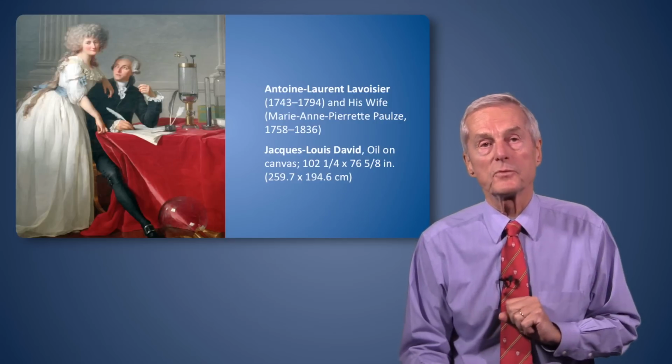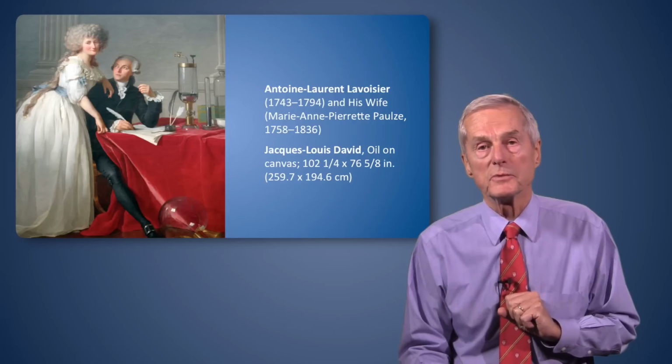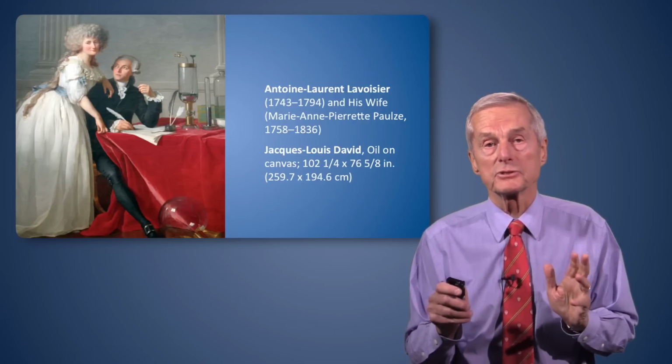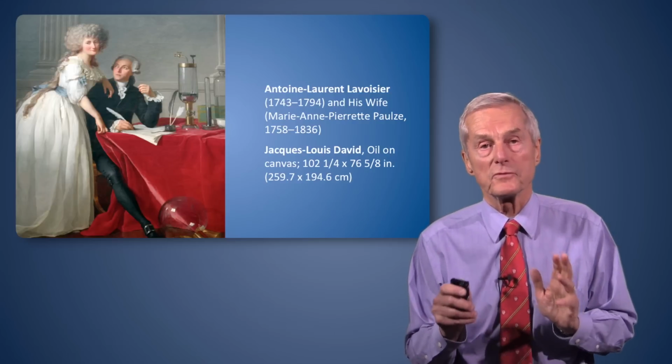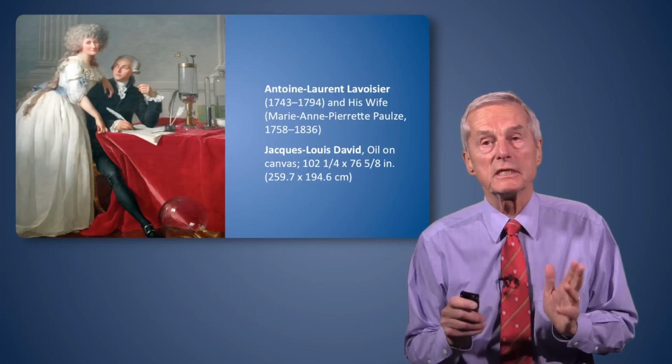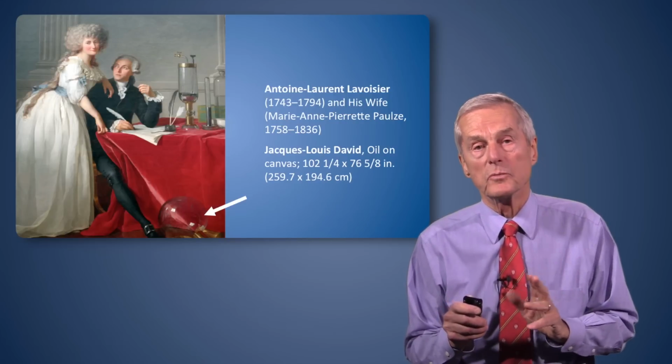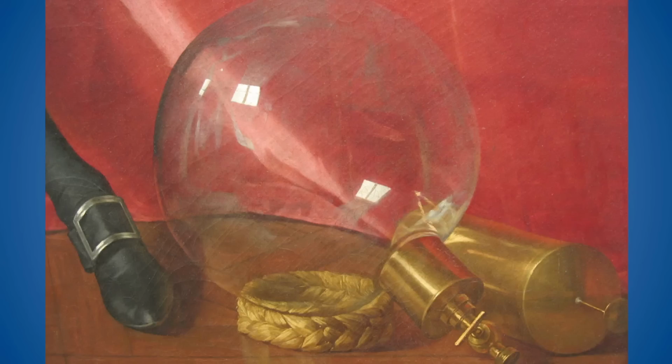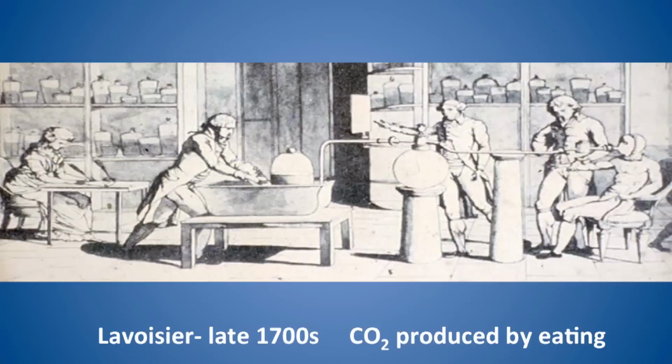This painting, I have to point out, is in the Metropolitan Museum in New York City. It's a very large painting, and it's worth the trip if you happen to be in New York to see this. This is a photograph I took. Just the details of that globe that's on the bottom right-hand part of the painting is shown here. Here's an even greater detail. And that particular flask, whether it's the very same flask or one very similar to it, was used in some of Lavoisier's experiments. He was able to determine how much CO2 was produced by eating.